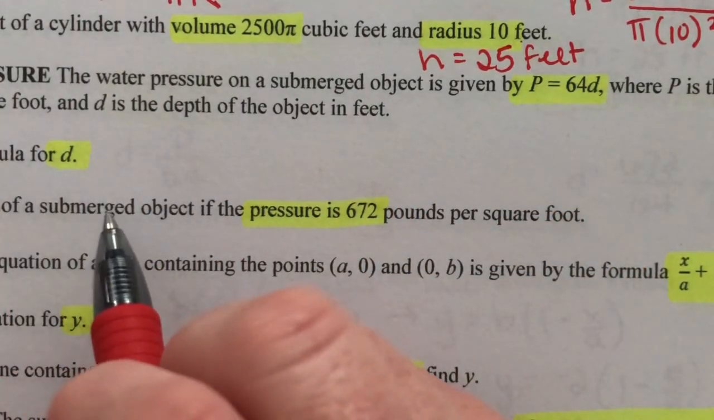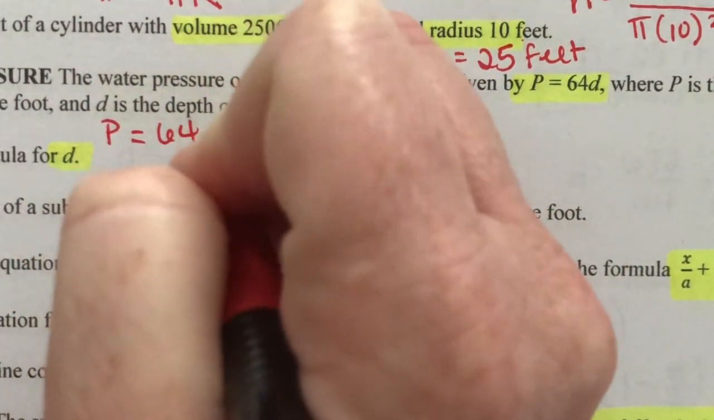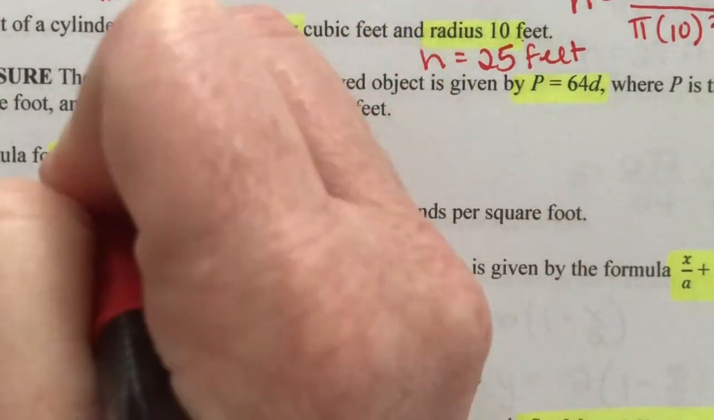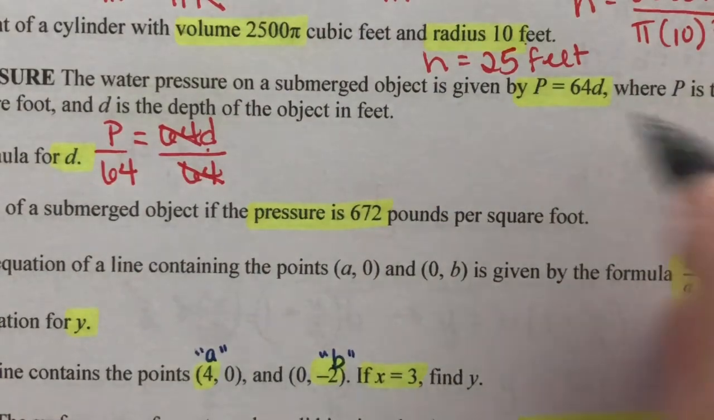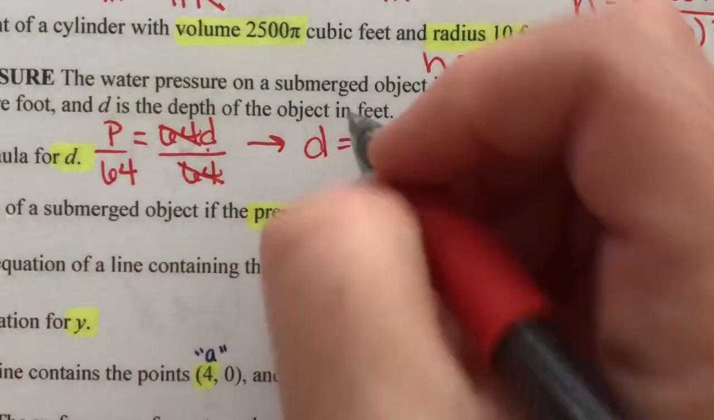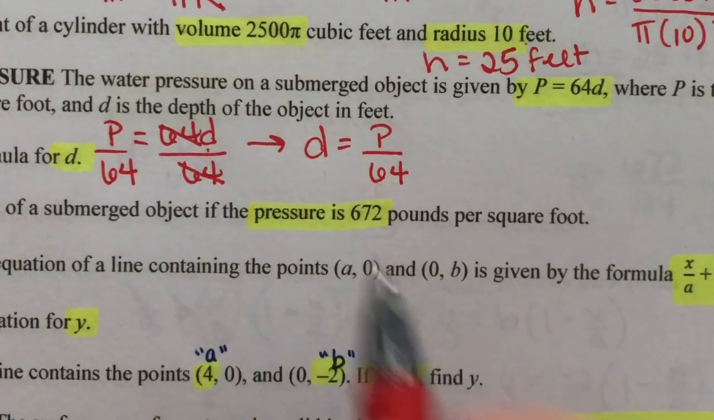Okay, solve for D. So we start with P equals 64D, and we're trying to get D alone, so we're going to divide by 64 on both sides of our equal sign. This side they cancel, so I have D left alone. D equals, and over here I have P divided by 64. So here's my equation I'm going to be using.